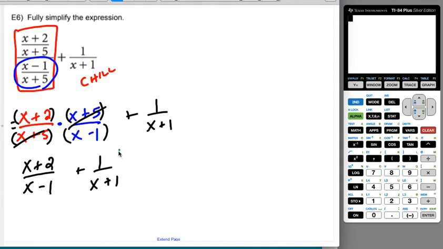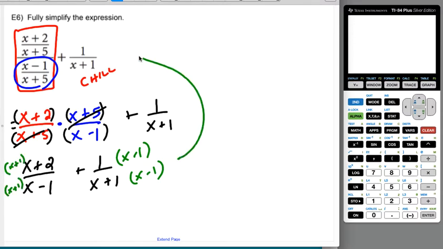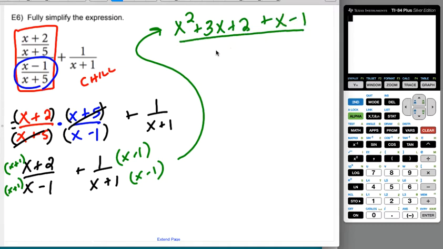Now I can simplify this by multiplying this guy by the other fraction's denominator and multiplying this guy by the other fraction's denominator. Bring this up here. So when I FOIL, I'm going to get x squared plus 3x plus 2 plus an x minus 1 all over this x plus 1, x minus 1, which I can either leave like that, or I could make it an x squared minus 1, right? If I want to make that my denominator, it's a difference of squares.